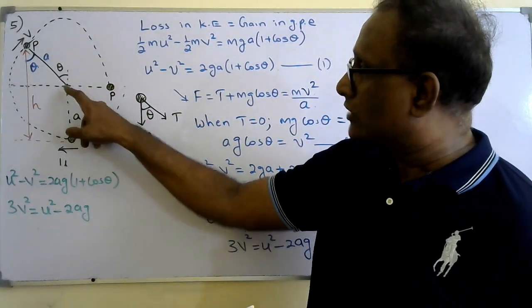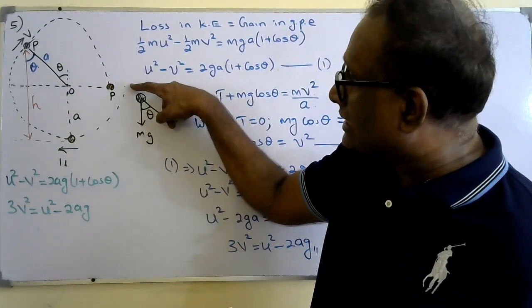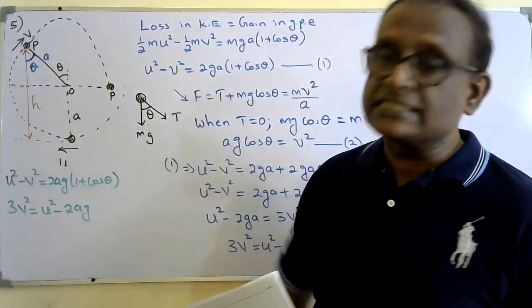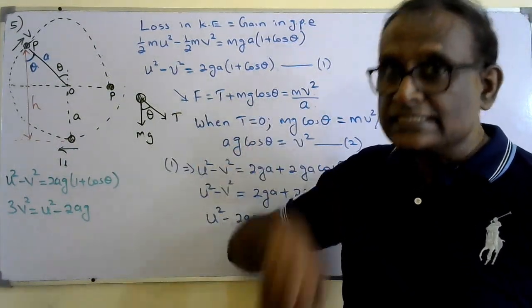When the P comes to the same horizontal level, it does not mean P is at the circumference of the expected circular path. No, we don't know. It might be or not. So that is the C part.